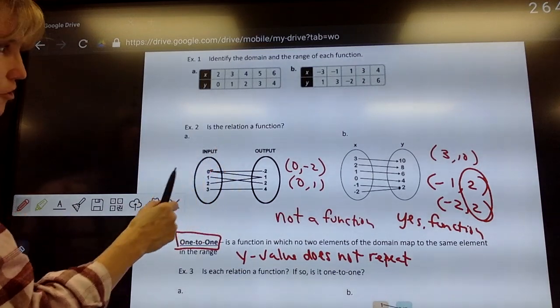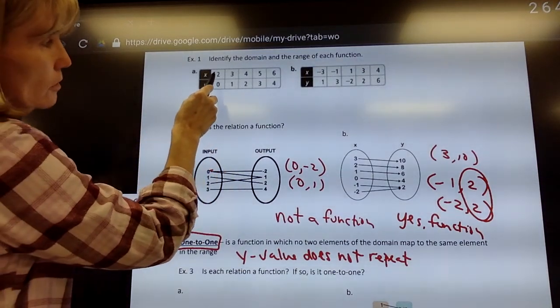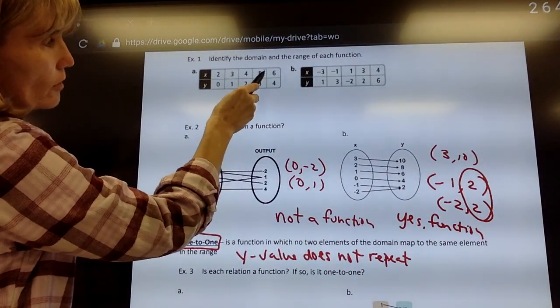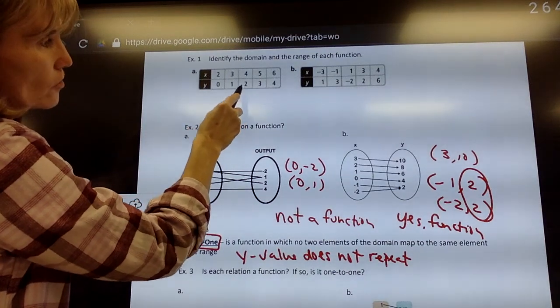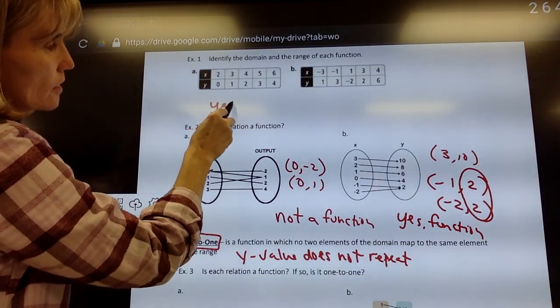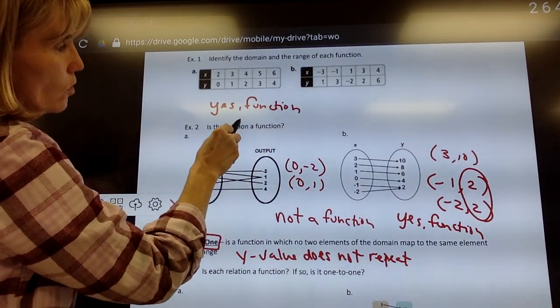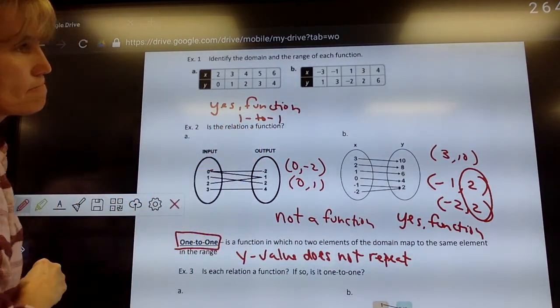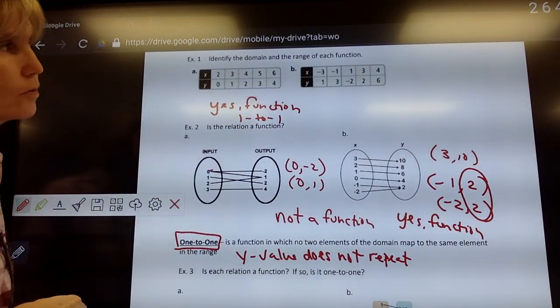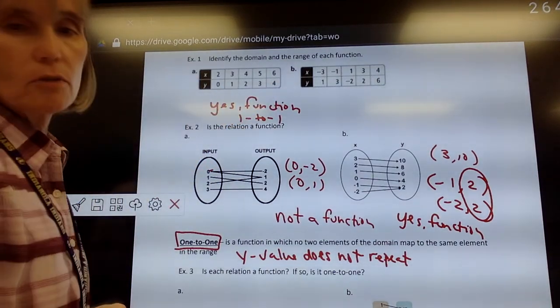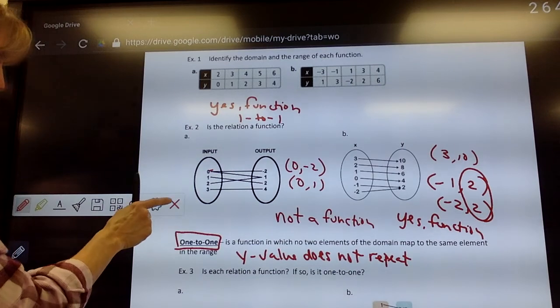This was not a function. Up here we had a function because all the x values are different. That's a function, and you can see all the y values are different. So you'd say yes, it's a function, and yes, it's one-to-one. Example B was a function, and it was also a one-to-one function.